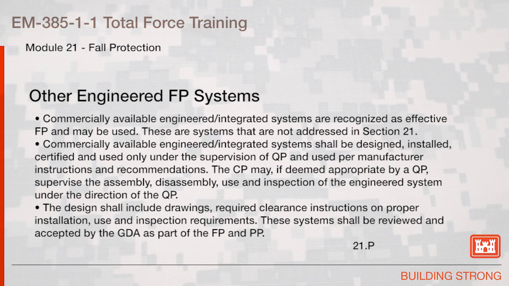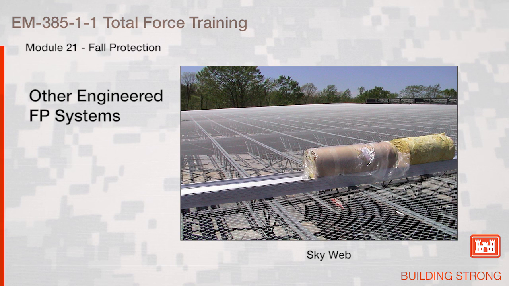The design shall include drawings, required clearance, instructions on proper installation, use, and inspection requirements. These systems shall be reviewed and accepted by the GDA as part of the Fall Protection and Prevention Plan. This picture illustrates other fall protection systems. This one is known as Skyweb and provides fall protection for people from falling to a lower level.